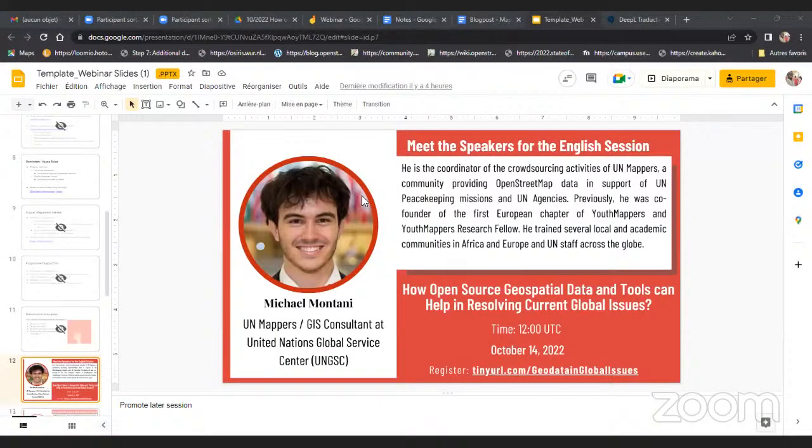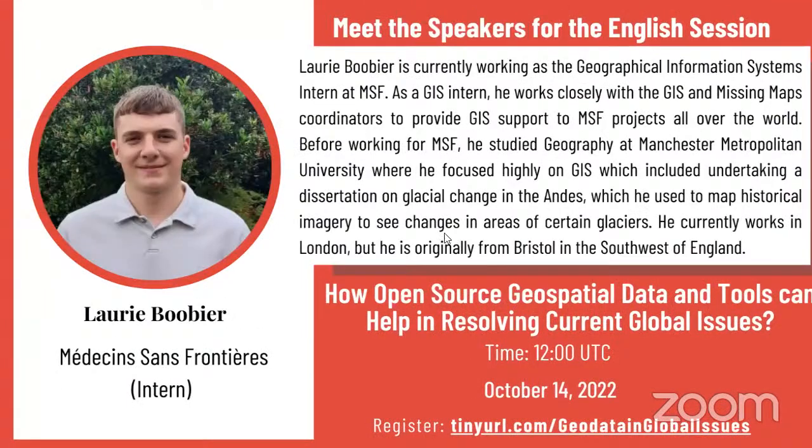So, let us move to our next speaker. Our next speaker is an intern at Médecins Sans Frontières. Laurie is currently working as the geographical systems intern at MSF. As a GIS intern, he works closely with the GIS and Missing Maps coordinator to provide GIS support to MSF projects all over the world. Before working for MSF, he studied geography at Manchester Metropolitan University, where he focused highly on GIS, including undertaking a dissertation on glacial change in the Andes, which used historical imagery to map changes in areas of certain glaciers. He currently works in London, but is originally from Bristol in the southwest of England. Ladies and gentlemen, Laurie.